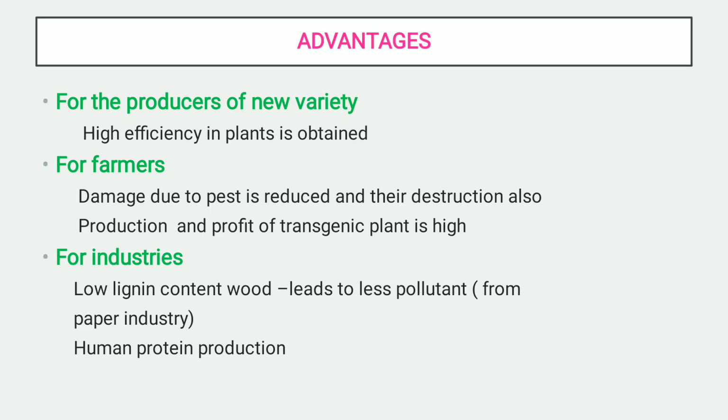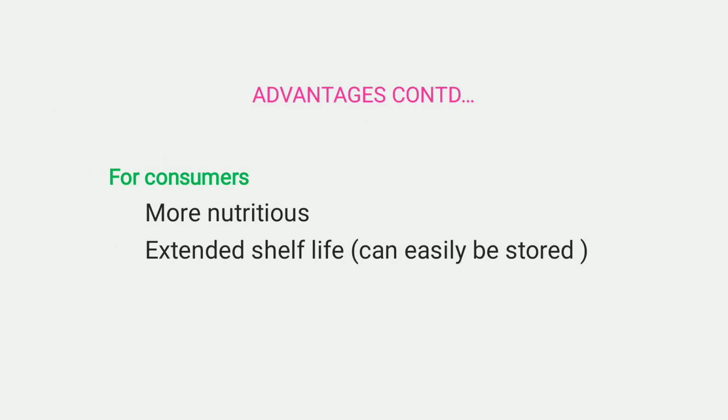Next, for the industry, how it is advantageous is, for example, low lignin content wood can be produced, thereby it leads to less pollutant from the paper industry, and also human protein production. Next, they have also got other advantages, that is, for the consumers it is more nutritious, at the same time extended shelf life, can be easily stored, right? So these are the advantages.